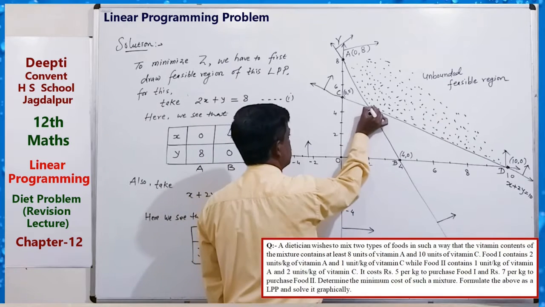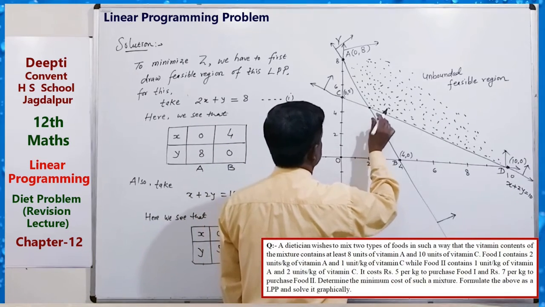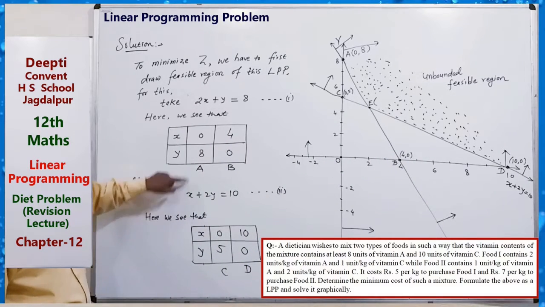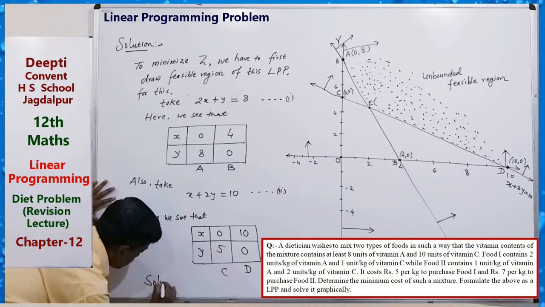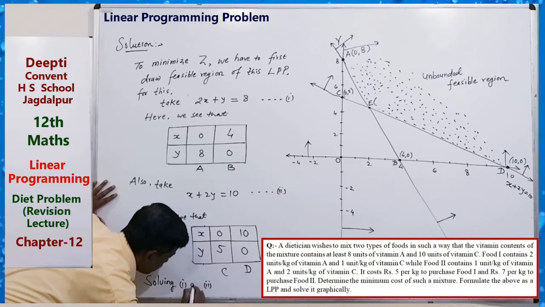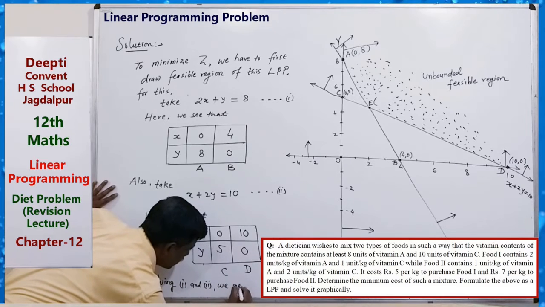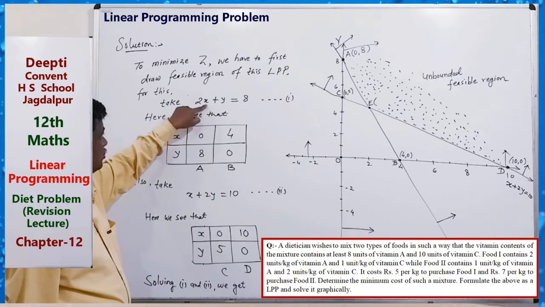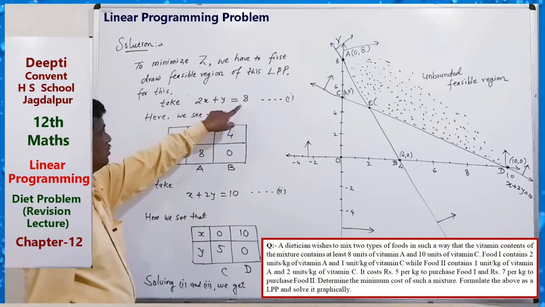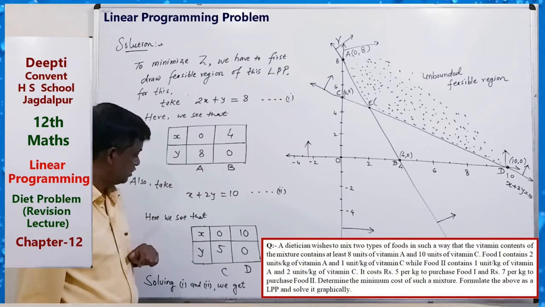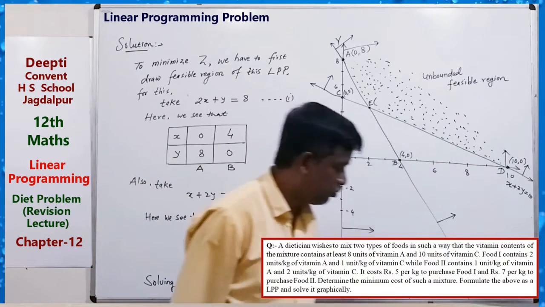Now, the intersection point is this. Suppose this is point E, and we can find its intersection by solving these two, solving 1 and 2. We get what? Just multiply it by 2, then 4x plus 2y, y cancels, 16 minus 10. So this common point is (2, 4).